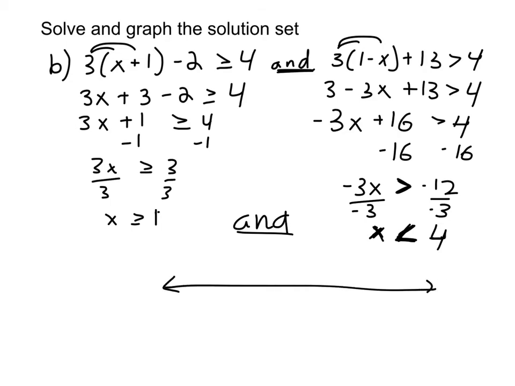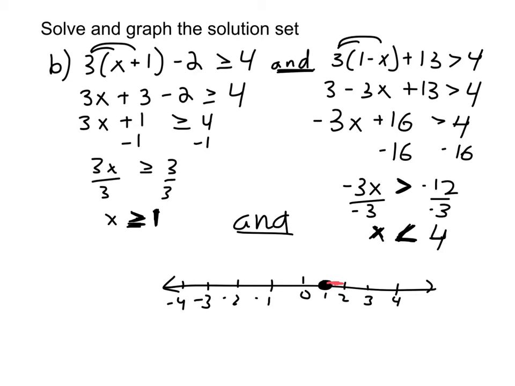So I'm going to draw this out. Here's 0, 1, 2, 3, 4, negative 1, negative 2, negative 3, negative 4. Okay, so I have a closed circle at 1, right? Because I'm greater than or equal to 1. So I have a closed circle at 1, and then from the 1, I'm allowed to be more than 1, okay?